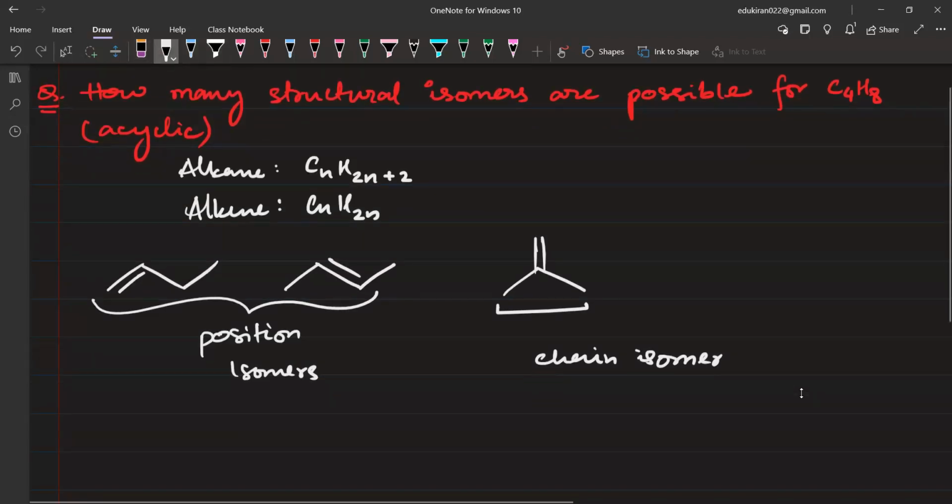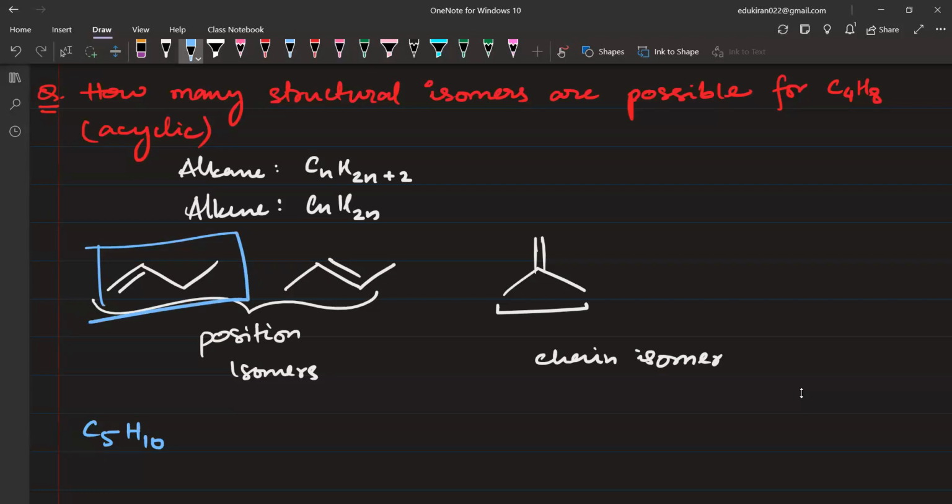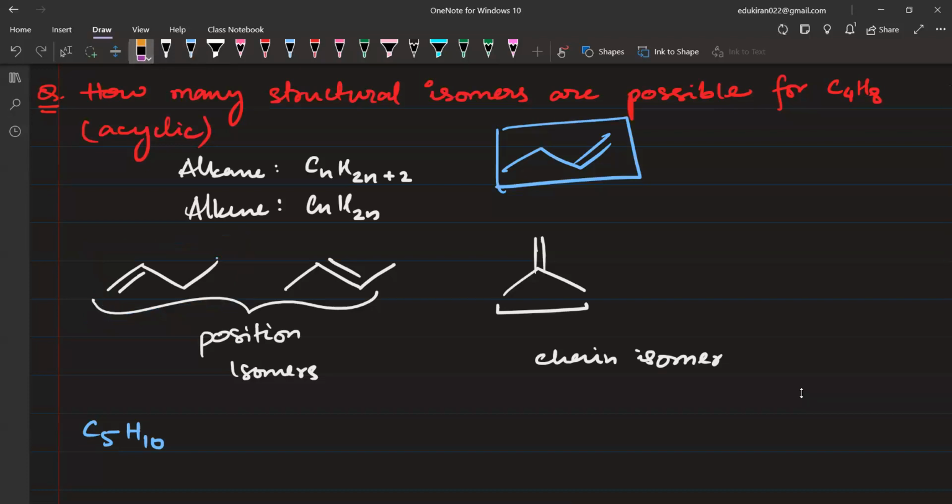Similarly, you try to find for C5H10. Also, see, if you see this structure and if I talk about this structure, both of these structures are same. Whatever is in the box, both of these are the same. Keep that in mind. Whenever you are in doubt, try to write the name of the structure. If the structure name is same, but I try wrongly, then you have not done it.